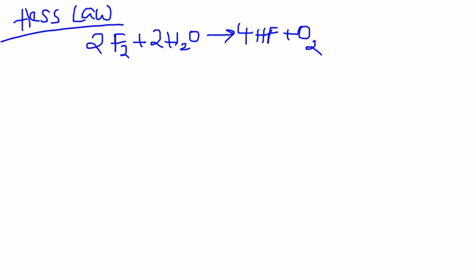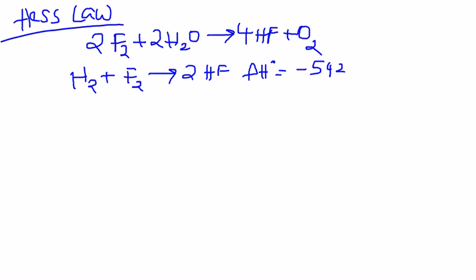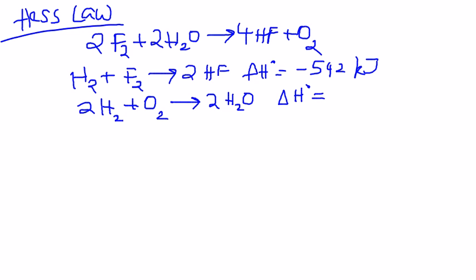Hess Law basically states that if you have a reaction, maybe something like, let's say 2F2 plus 2H2O gives you 4HF and oxygen, okay? And you're given that there are two other reactions that are not really related to this one. There are two completely different reactions, H2 plus F2 giving you 2HF. And the heat change in that case, delta H0, is negative 542 kilojoules. And you're given 2H2 plus oxygen gives you 2H2O. The delta H0 for that one is negative 572.